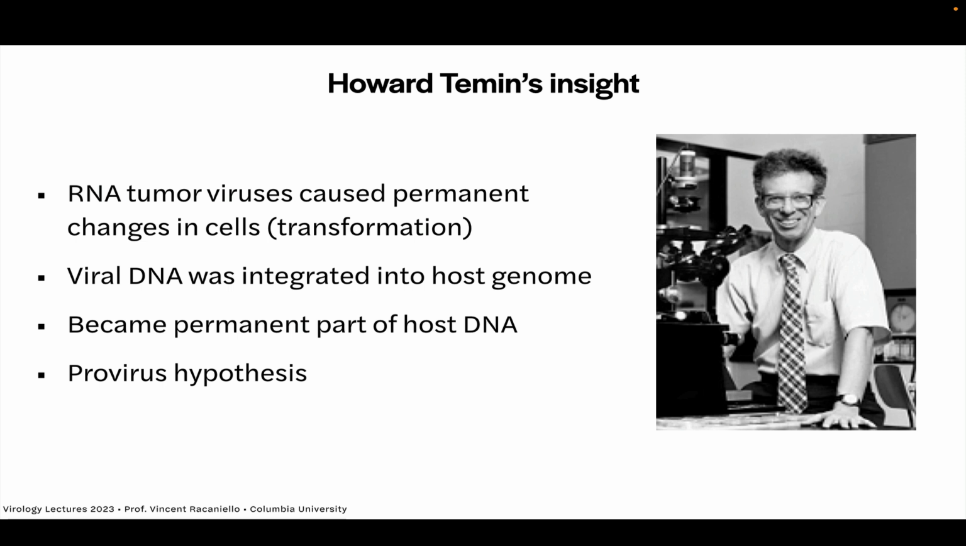And so he came up with the provirus hypothesis, which suggested that the viral RNA, in order to make the cells have a permanent new property, transformation, he thought, well, the RNA can't do that. It has to be converted to DNA. And he said it has to integrate into the cell, and he called that a provirus.